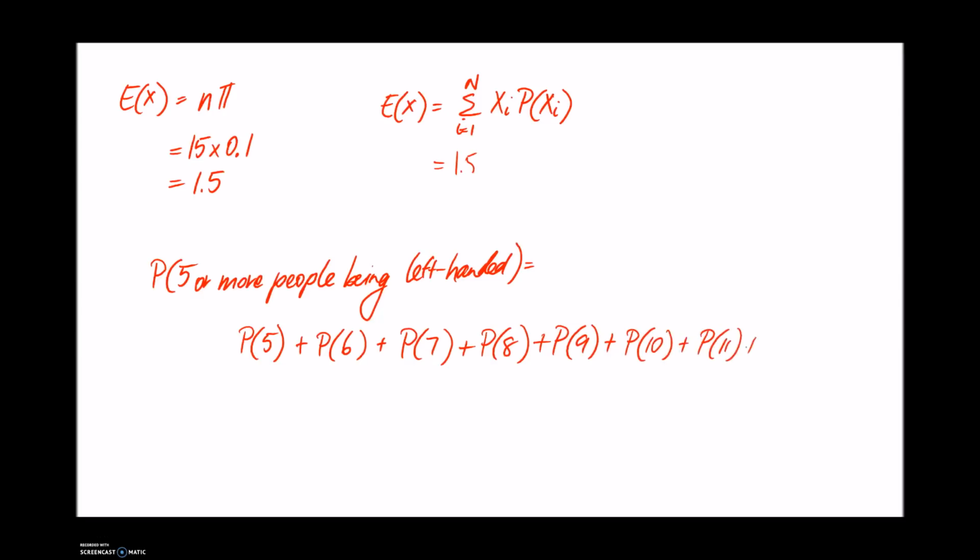Oh, so many. 12. Might need to keep going down here. 13, 14, 15. Okay, so adding all of these together is going to give me the probability that 5 or more people are left-handed. So I'm going to do this in Excel.